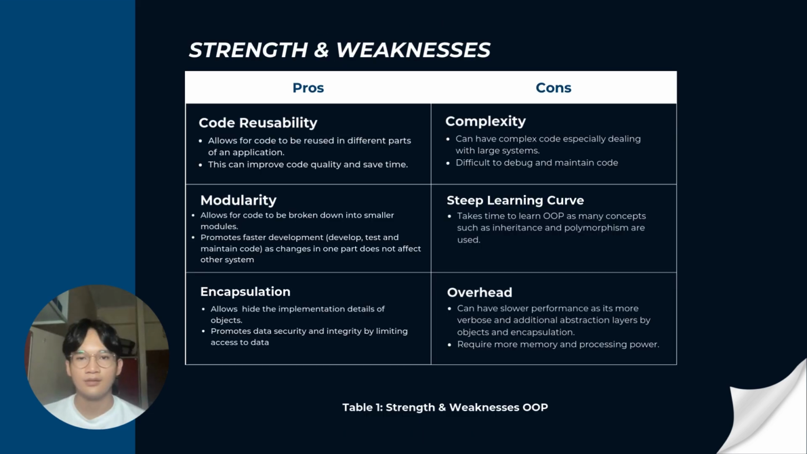The strengths and weaknesses of OOP. There are three main pros and three main cons. The first pro is code reusability. It allows for code to be reused in different parts of an application. This can improve code quality and save time.